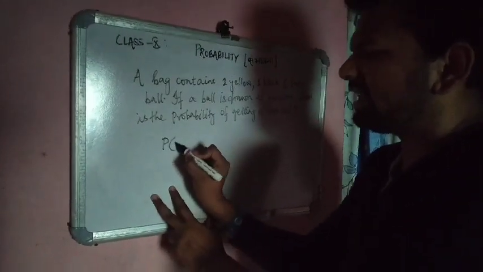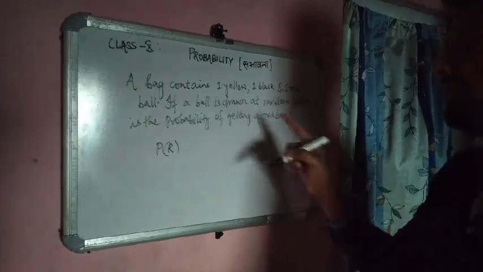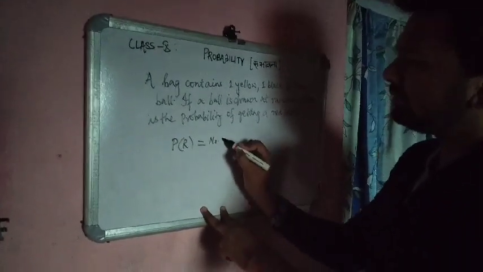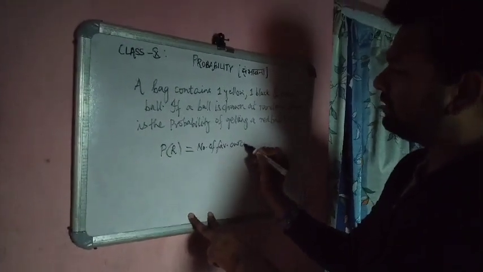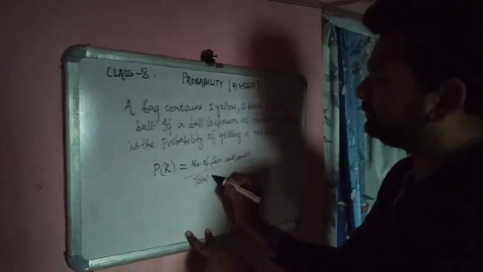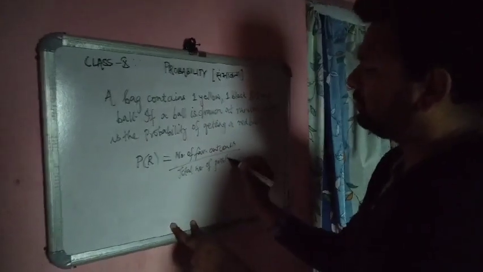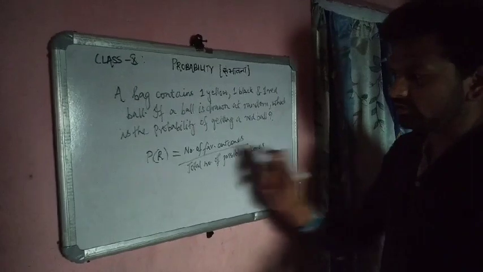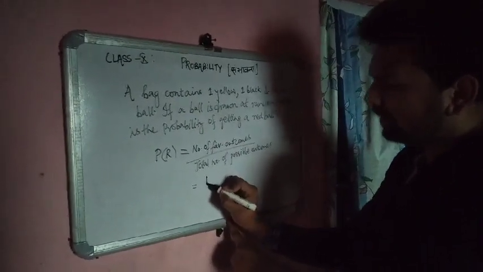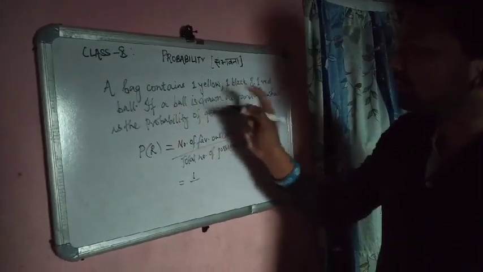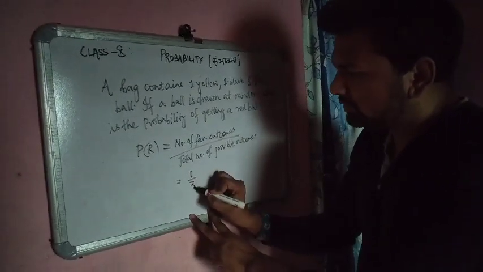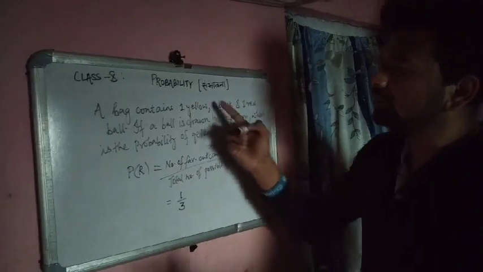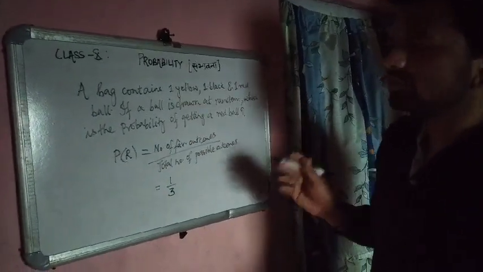I can write the probability of getting a red ball using a shorthand notation. The probability of getting a red ball is equal to, what you know, number of favorable outcomes divided by total number of possible outcomes, right? So how many favorable outcomes are there? Red ball. We are drawing one ball, isn't it? So the number of favorable outcomes is 1. And what is the total number of possible outcomes? 1, 2, 3. So the probability becomes 1 by 3. Similarly, the probability of drawing a yellow ball will also be 1 by 3, and the probability of drawing a black ball will also be 1 by 3. Had it been different numbers, it would have been a bit different.